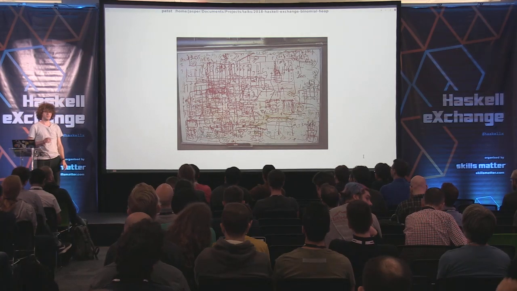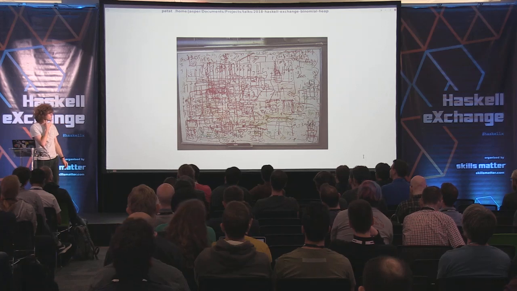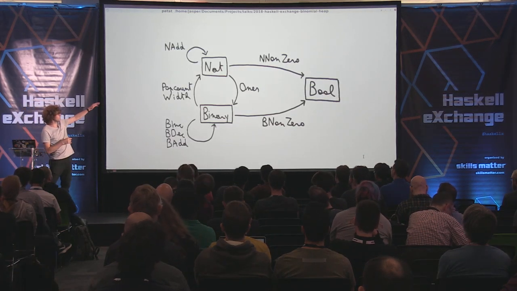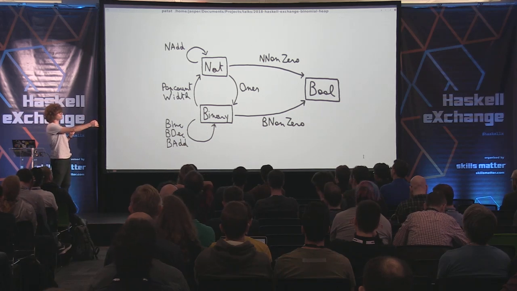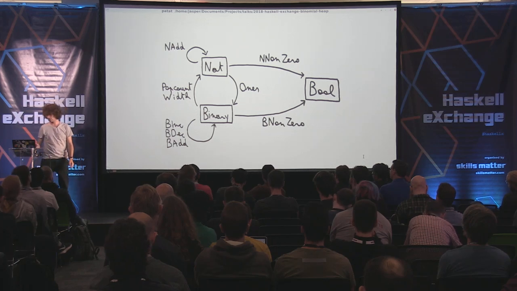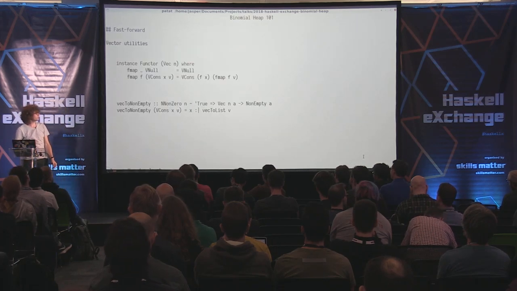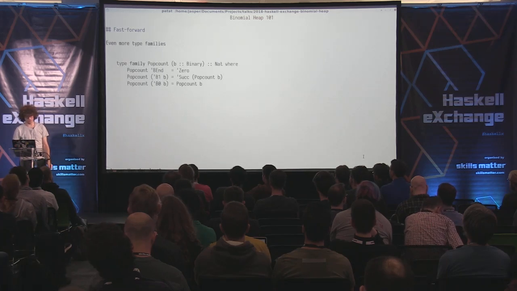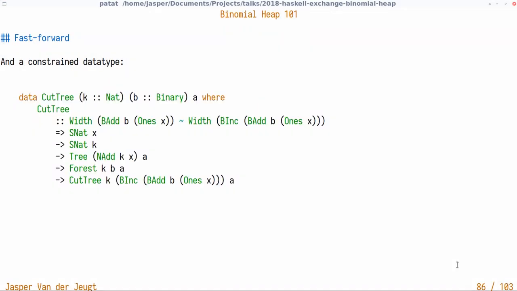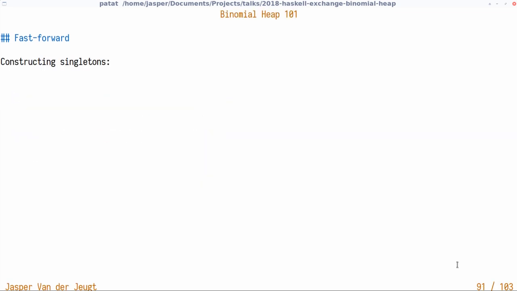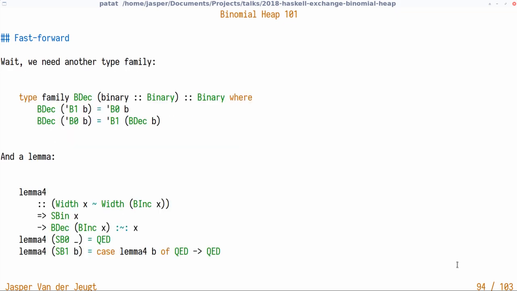The rest of the code is a bit more complicated. Well, this is a more realistic drawing, so we will need some more type families, like the pop count, the number of ones in a binary number, the length of a binary number, checking if things are 0. I'll fast forward through the code, so you can see it's actually not that much. Surprisingly, there's a few utilities, type families, lemmas, and so on. This lumberjack to cut down trees, some singletons, and then we can wrap up with another type family.